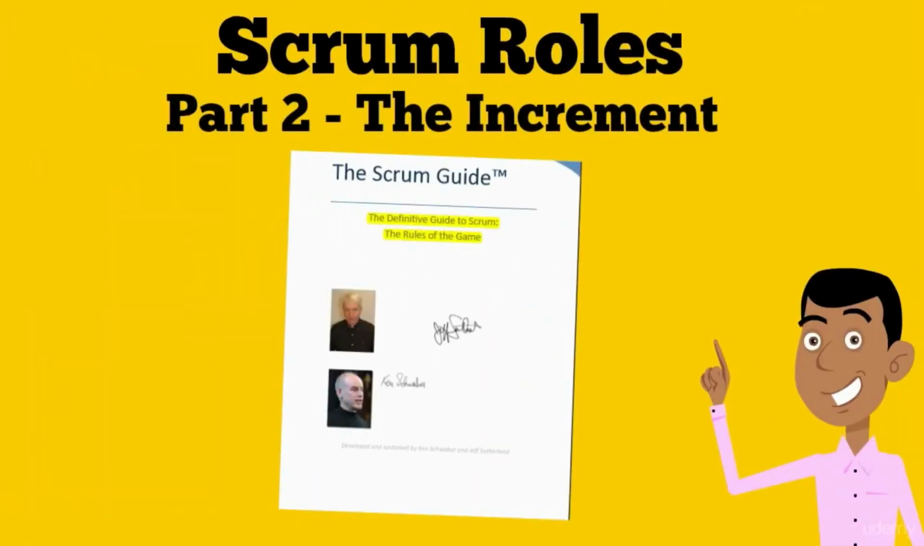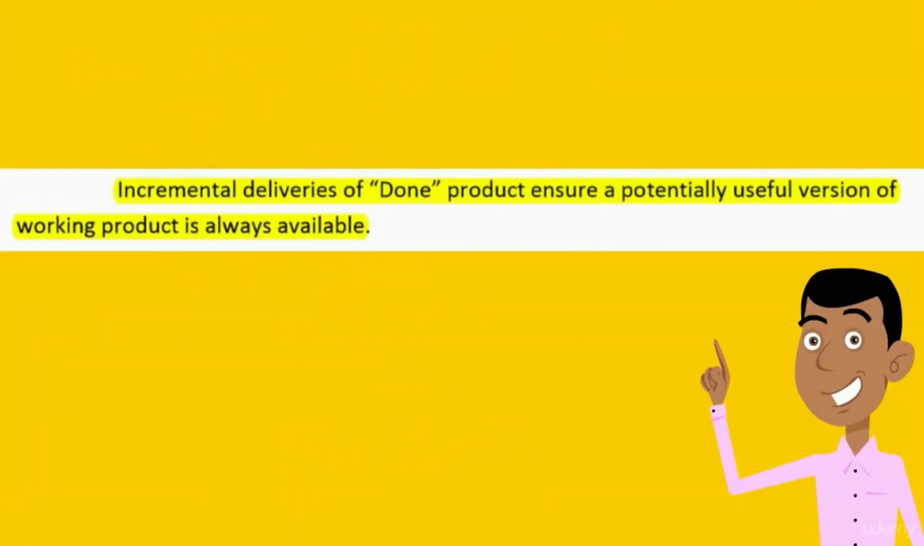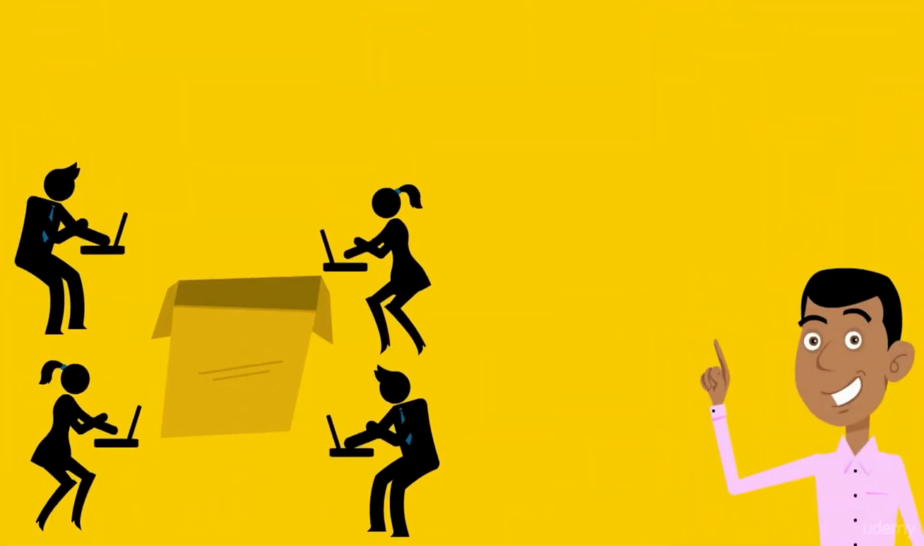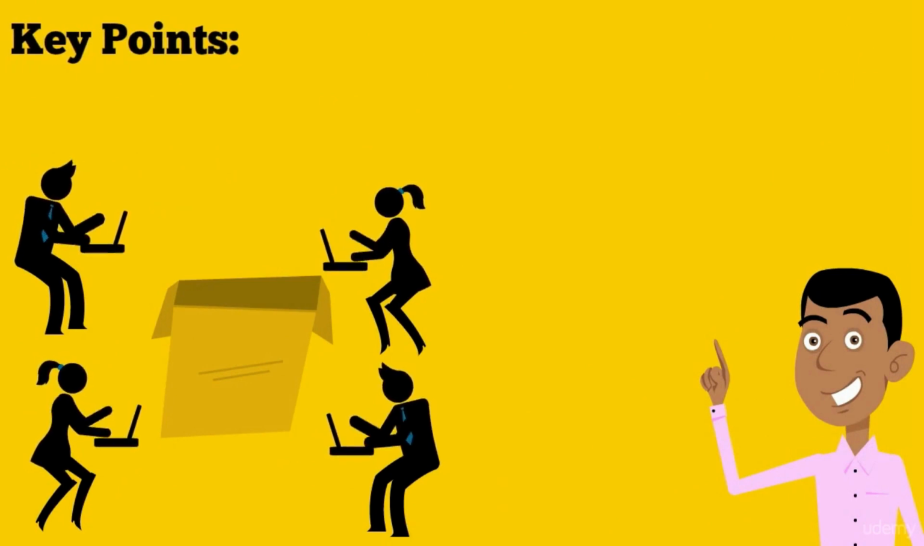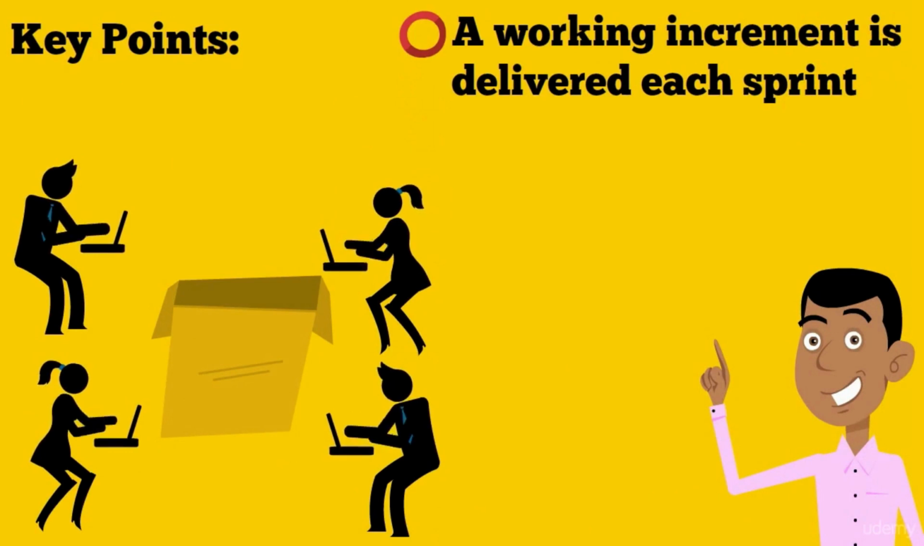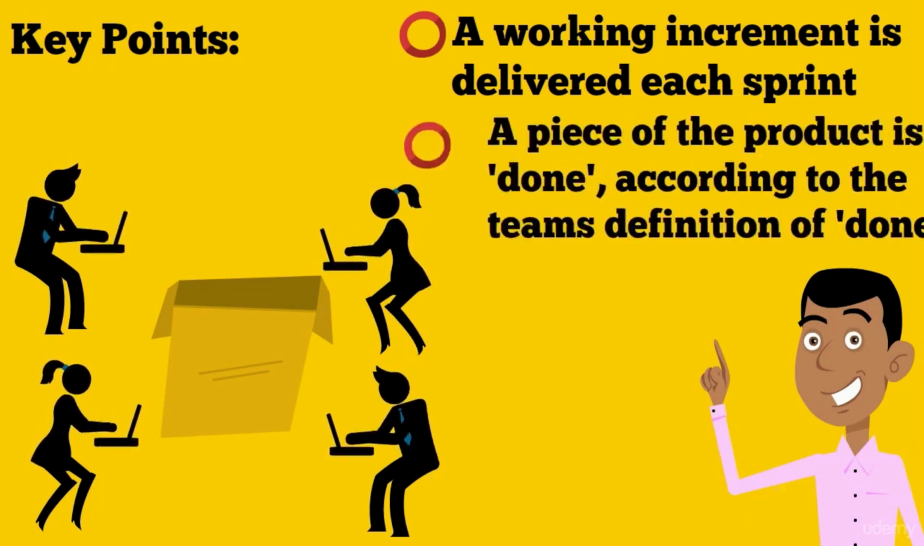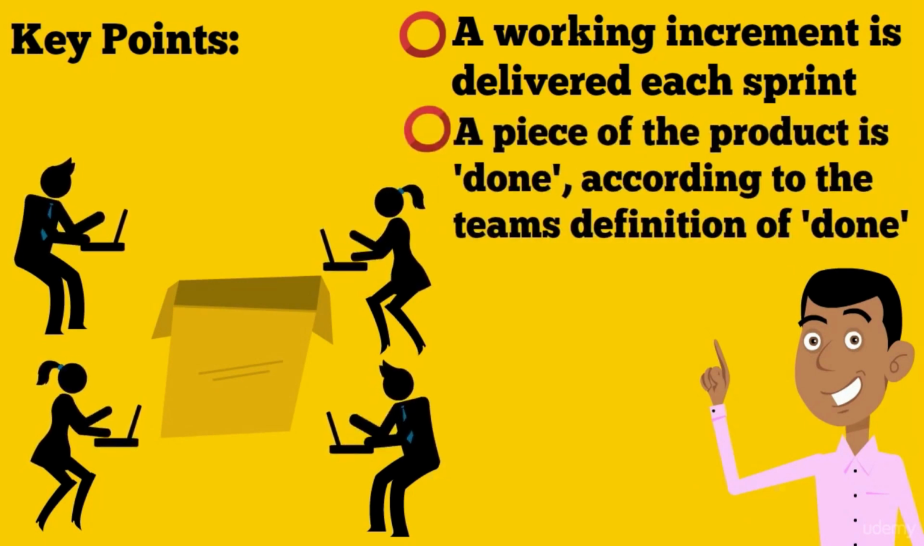The next part is highlighting the fact that incremental deliveries of done product ensure a potentially useful version of working product is always available. So what is meant here is that the very nature of Scrum lends itself to the fact that a piece of a working product is delivered each sprint. And all this is saying is the fact that the piece of the product is done according to the team's definition.